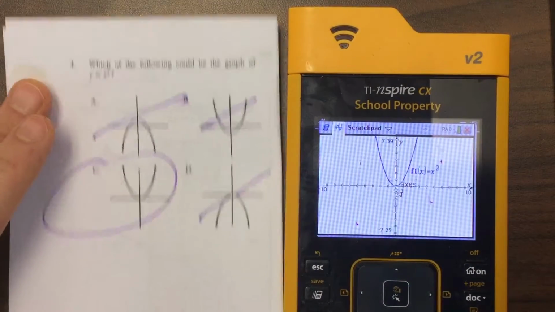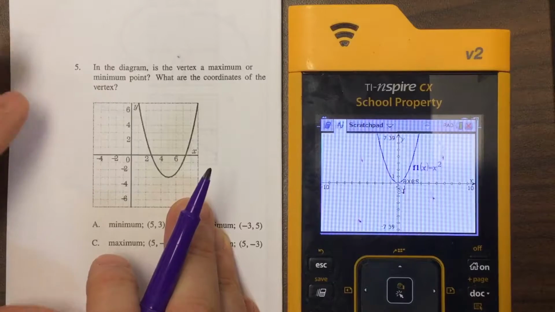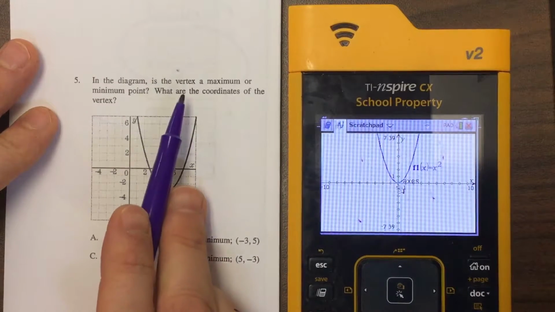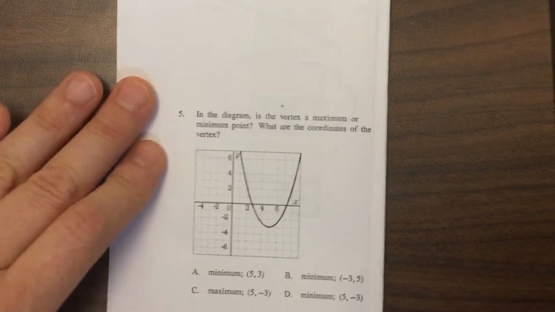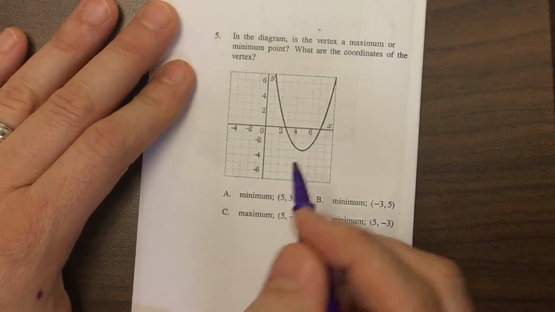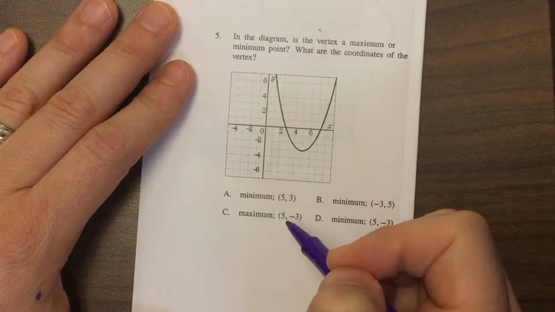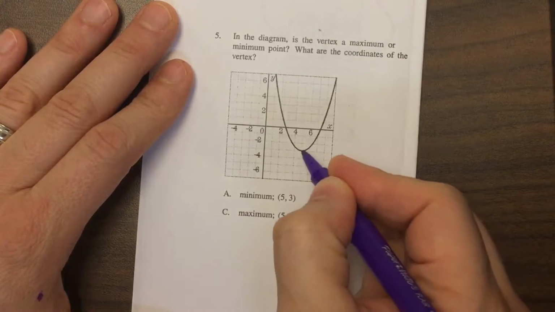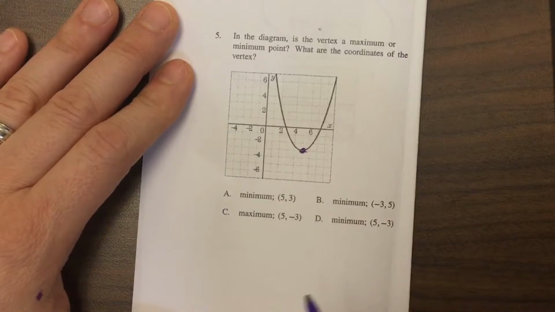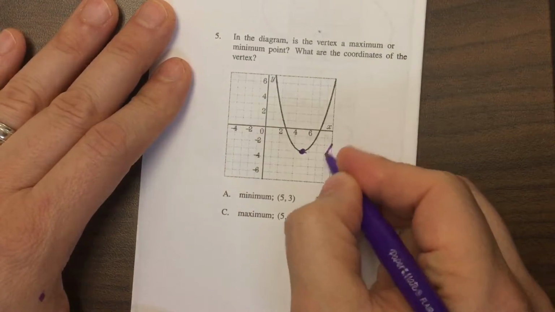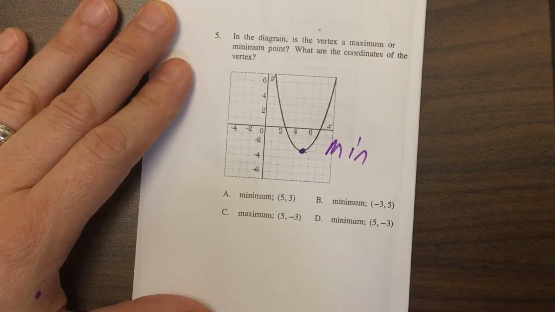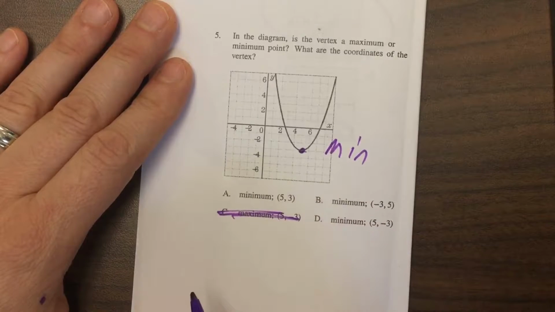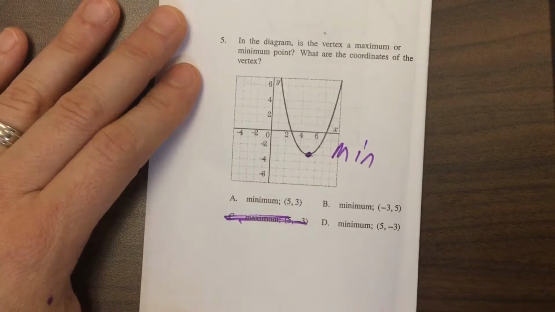All right. Number 5. In the diagram, is the vertex a maximum or a minimum point? This isn't even a calculator question. Well, the vertex is either the topmost or bottommost point on your parabola. This is my vertex. Since it's at the bottom, that is known as a minimum vertex. What is the ordered pair? First of all, just by knowing it's a minimum, you get rid of that choice. Now, we got to go back to ordered pairs.